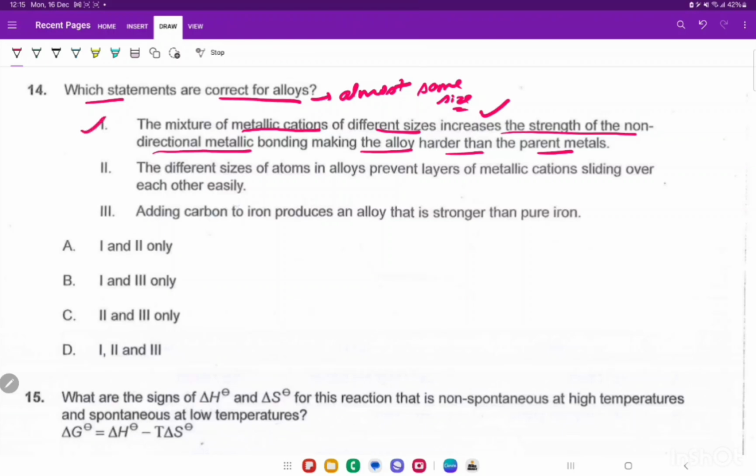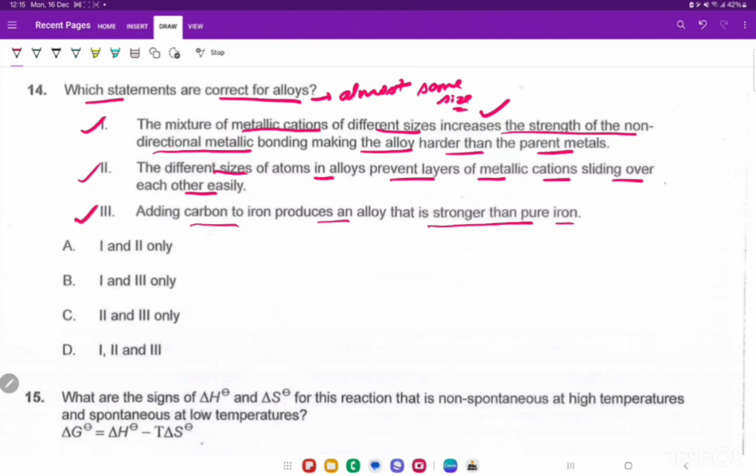A different size of atoms in alloys prevents layers of metallic cations from sliding over each other easily. This is also correct. Different size of atoms prevents slip and slide movements. Adding carbon to iron produces an alloy that is stronger than pure iron. Yes, when we add carbon to iron, the alloy becomes stronger; steel is stronger than iron.